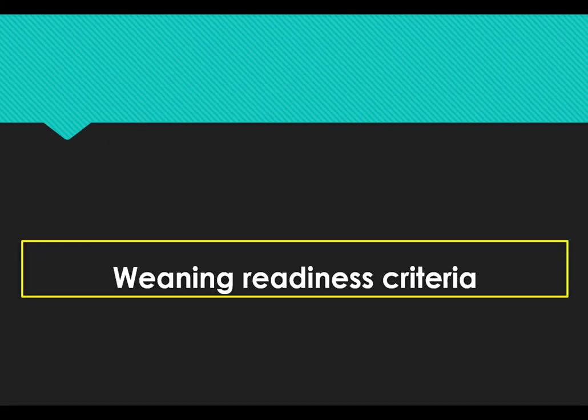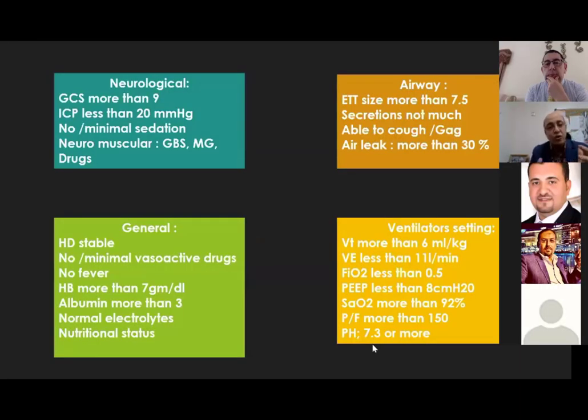There are certain weaning readiness criteria that have to be tested and kept in front. You can have your own school or your own protocol based on evidence, of course. But overall, every patient who is neurologically conscious with a Glasgow Coma Scale score of more than 9 is able to protect their airway, to deal with their airway.